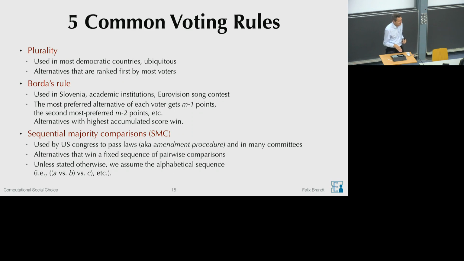So for simplicity, in the examples that we are looking at today, since alternatives are named A, B, C, D, E, we are just taking the alphabetical ordering. So we are first comparing A to B, and then the winner with C, then the winner with D, and so on. Okay, so that's 3 of 5.